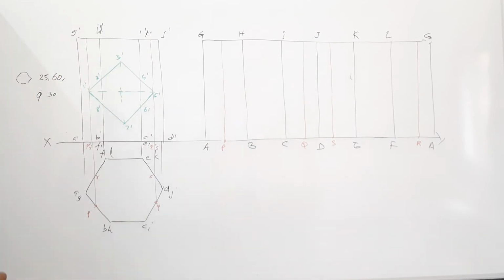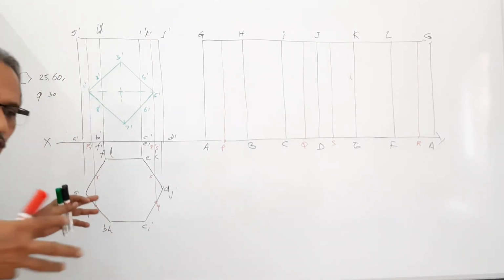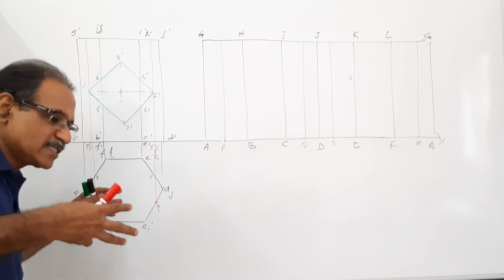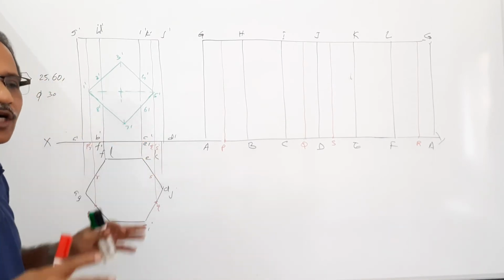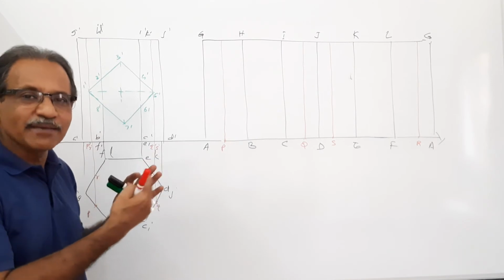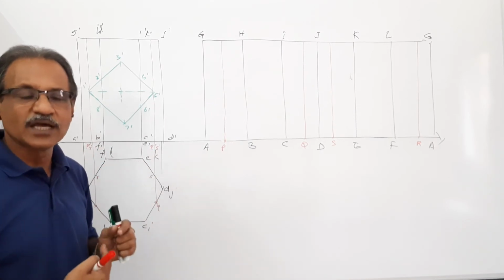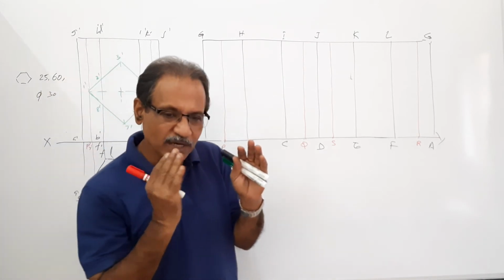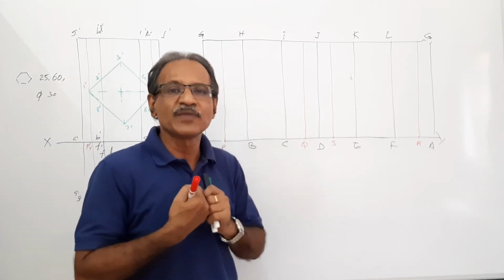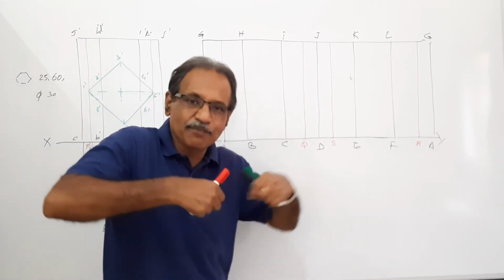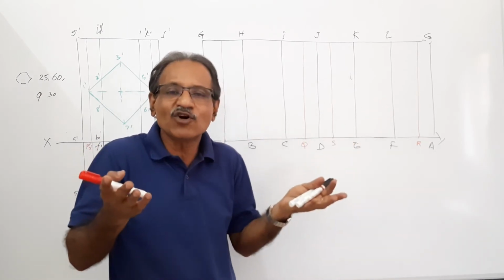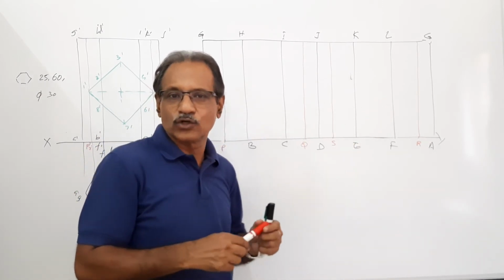Now, where is 1? 1 is on the vertical line through P. It is a through hole. The hole enters from this face and goes out. So it's a through hole. That through hole will make holes on the surface which is developed. If you assume a piece of paper is wrapped around the prism and the hole is drilled and the paper is taken out, the paper will have a hole. That hole is what we are going to draw, right?